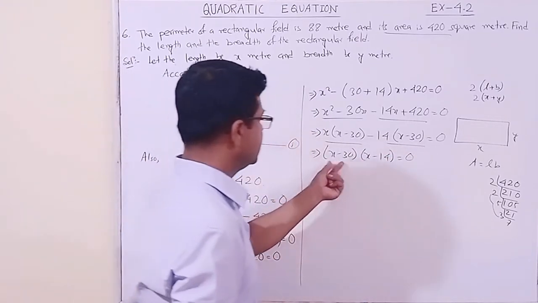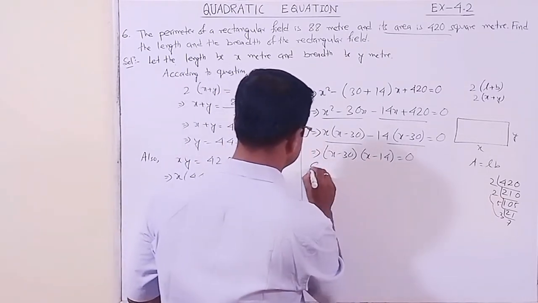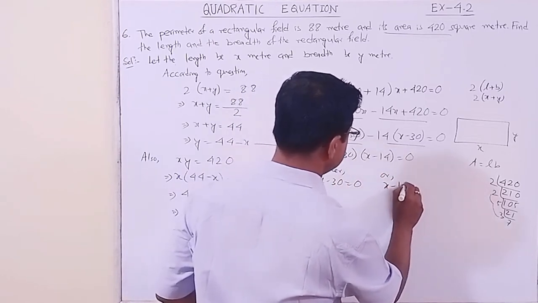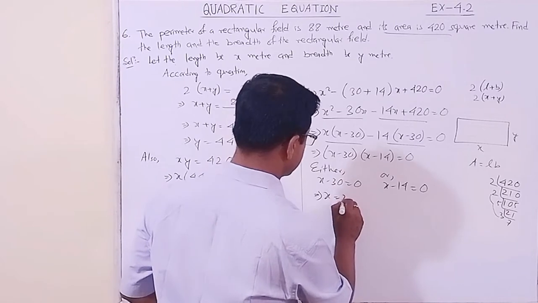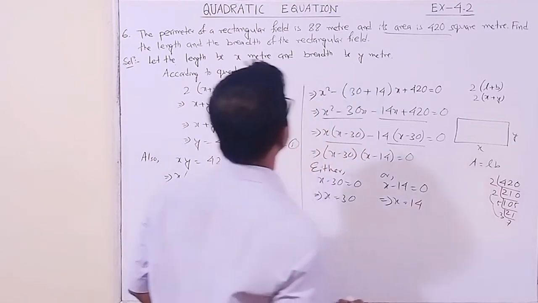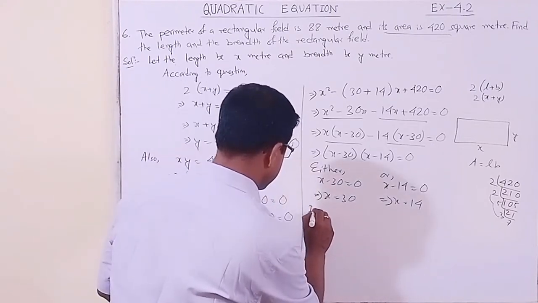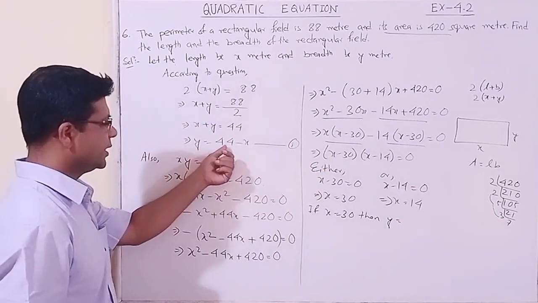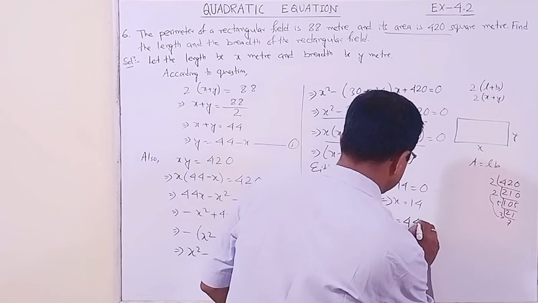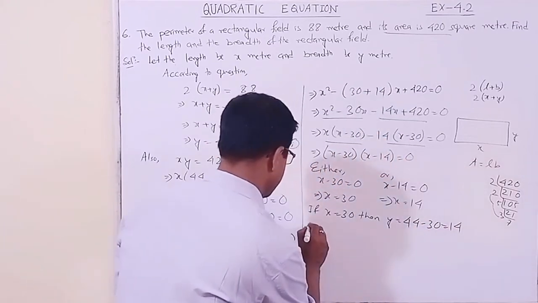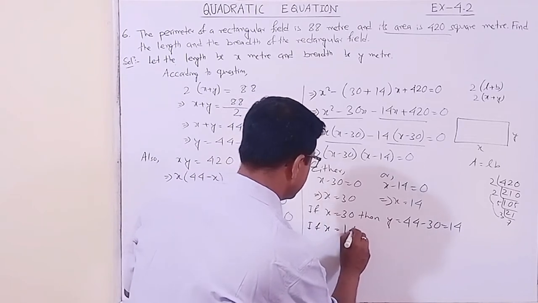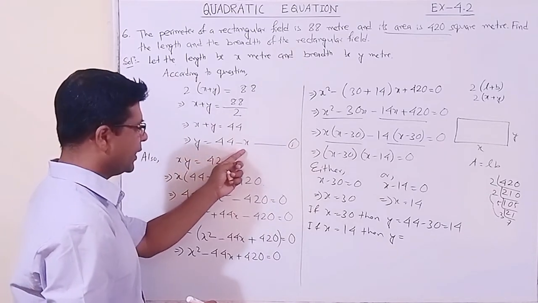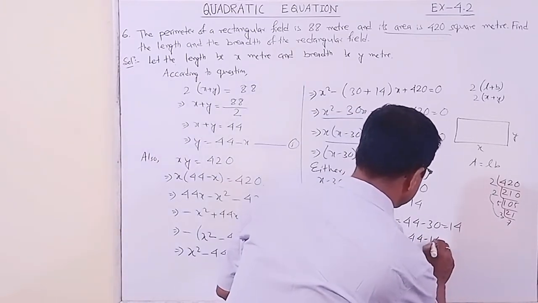So now we'll do either-or. Either this is 0 or this is 0, because the product of these two is 0. Or x minus 14 is 0. Isn't it? x equal to 30, x is equal to 14. Now, if x is equal to 30, then what is the value of y? You can find y from here, that is 44 minus 30. 44 minus 30 is how much? 14. Then if x equal to 14, what will be y? 44 minus 14, this is 30.